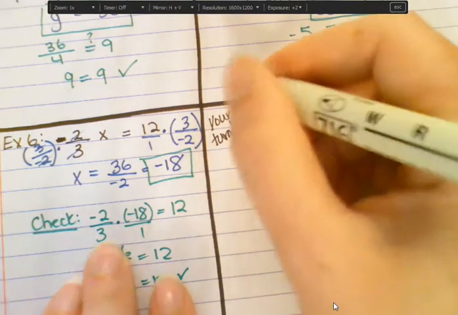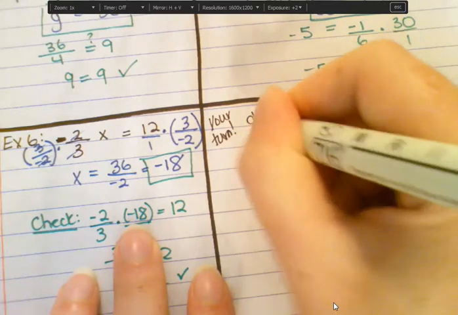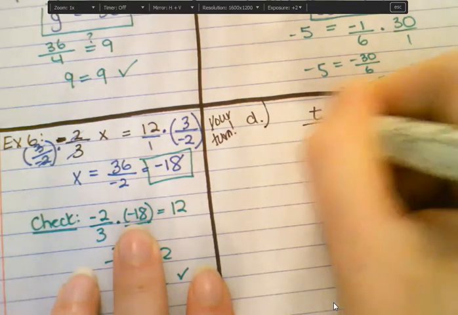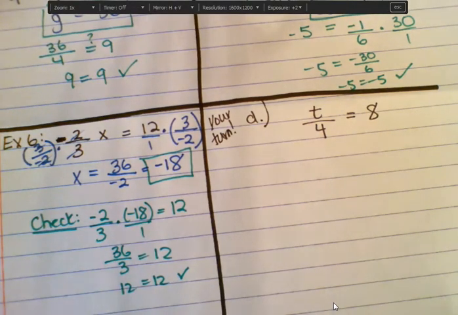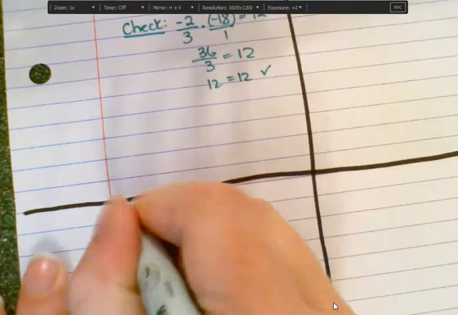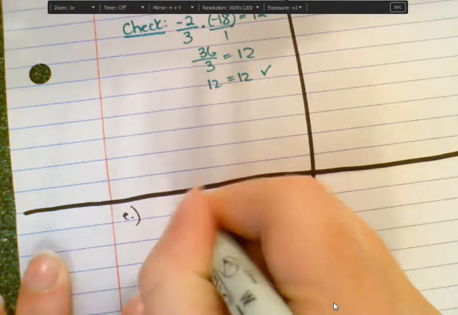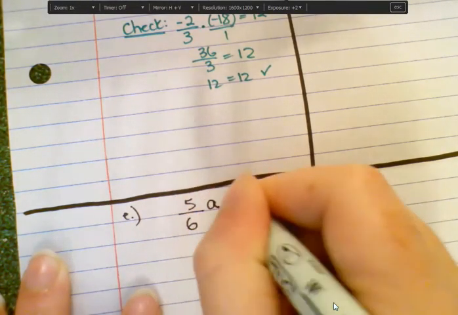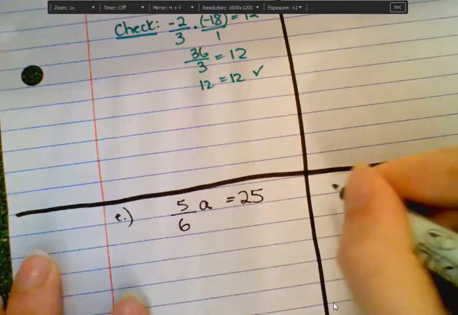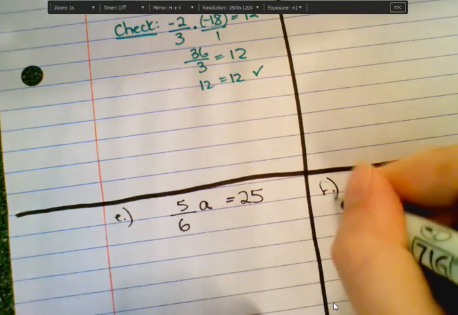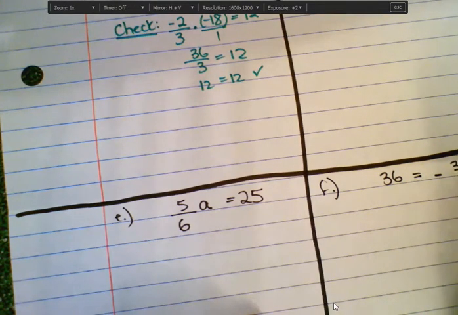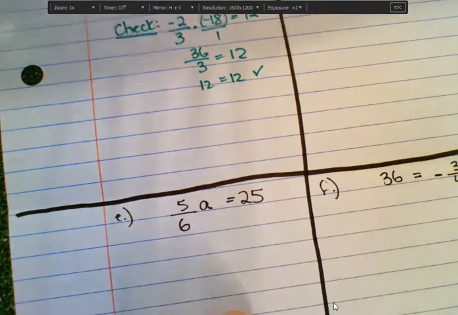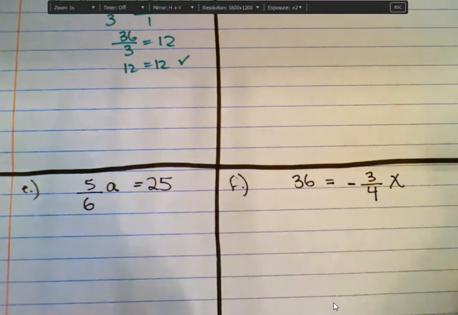Okay, so D is going to be T over 4 equals 8. Make sure you get that down. Letter E is going to be 5 over 6 times x equals 25. And letter F is going to be 36 equals negative 3/4 times x. Oops, sorry, it's kind of hard to read. There we go.